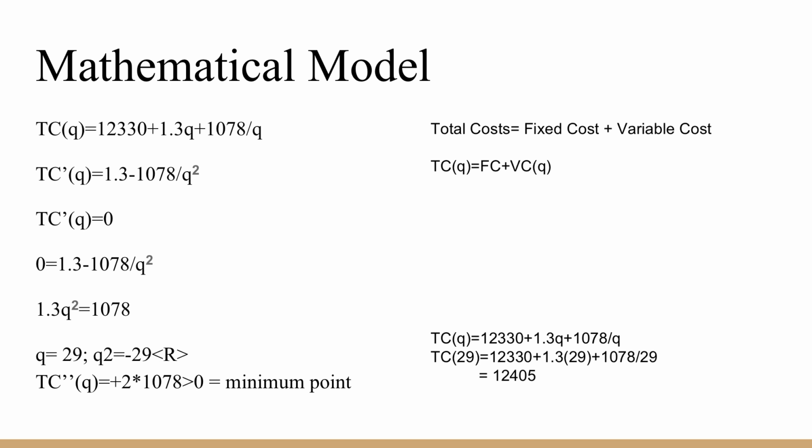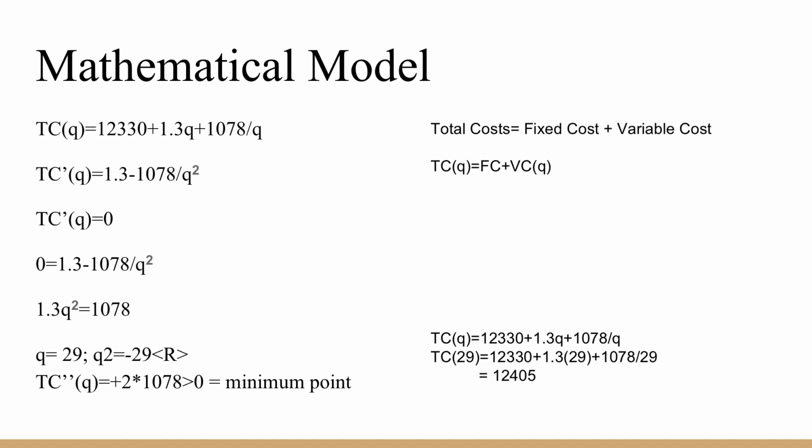Now, saying that, let's go back to the function. Fixed cost is 12,330, and the variable cost is 1.3Q plus 1,078 over Q. So, the total cost function is 12,330 plus 1.3Q plus 1,078 over Q.